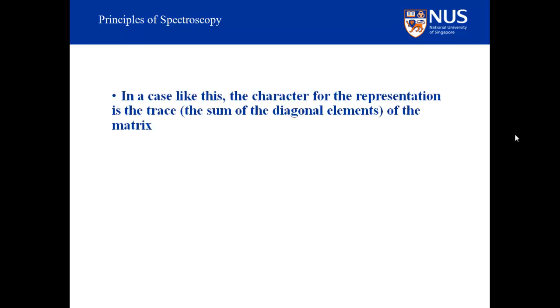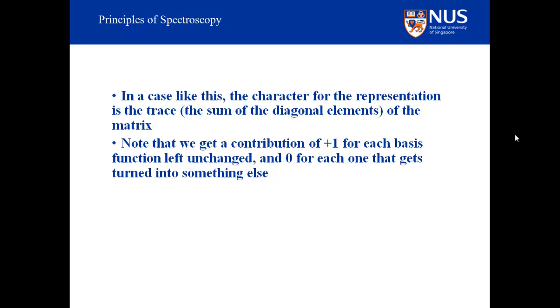The character is the trace, that is the sum of the diagonal elements of the transformation matrix. However, note that we get a +1 contribution to the character for each basis function, that is delta 1 and delta 2, that is left unchanged, and we add 0 for each basis function that gets turned into a different basis function. We would get -1 if there was a change of sign, that is a 180-degree change in direction of the basis function.